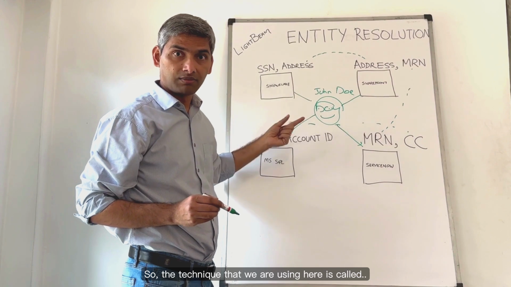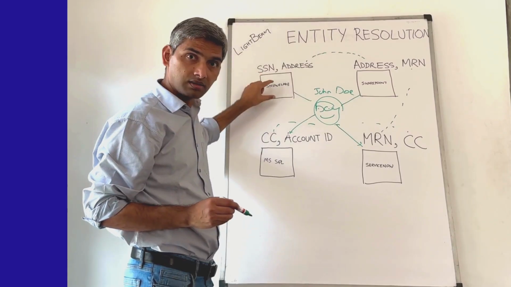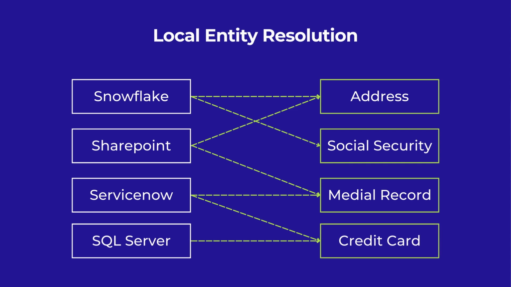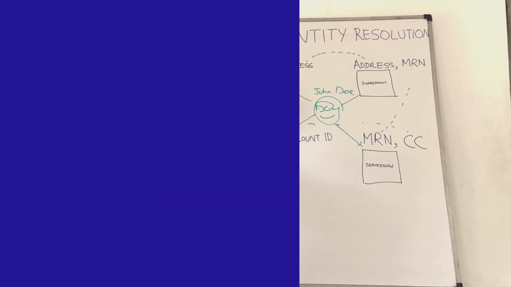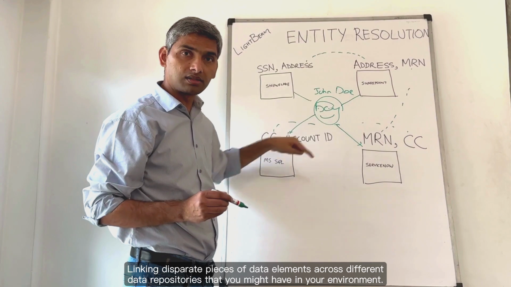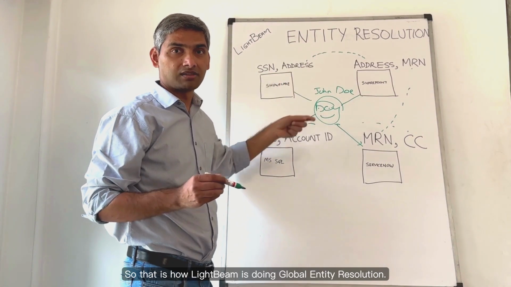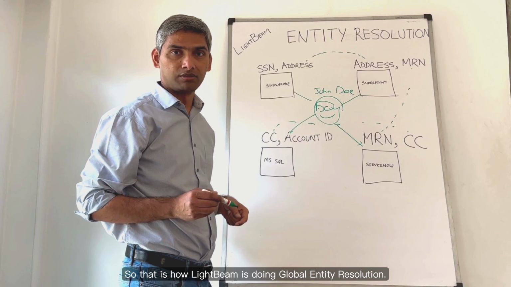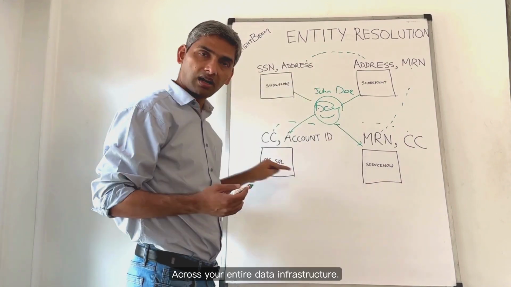So the technique that we are using here is called reference resolution, where we are doing local resolution within a data source, which is Snowflake or SharePoint or ServiceNow or SQL Server. And then we are doing a global entity resolution, linking disparate pieces of data elements across different data repositories that you might have in your environment. So that's how LightBeam is doing global entity resolution. And again, essentially it helps you understand what data you have about an identity across your entire data infrastructure.